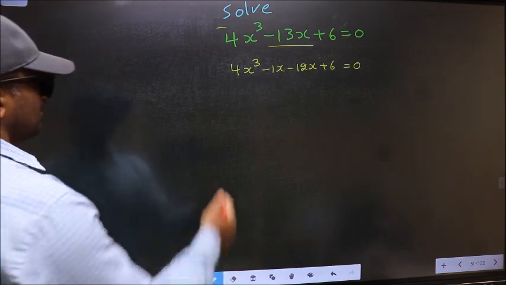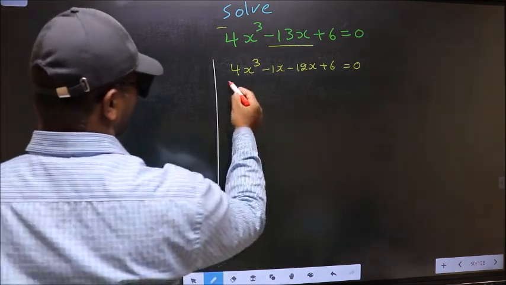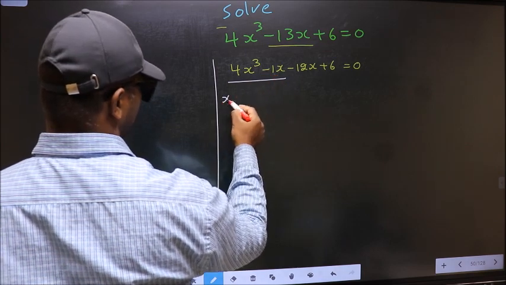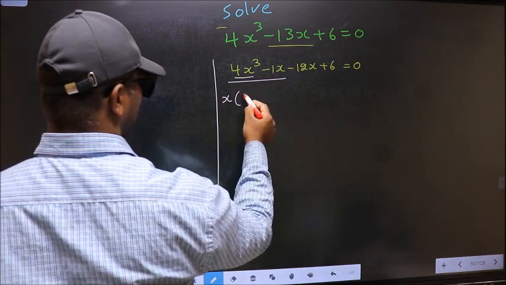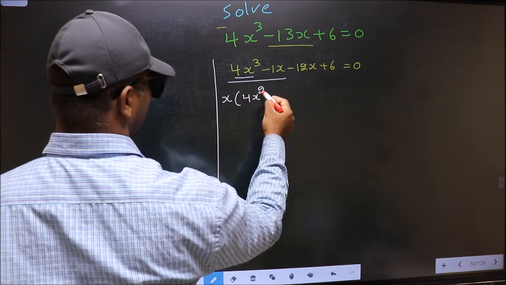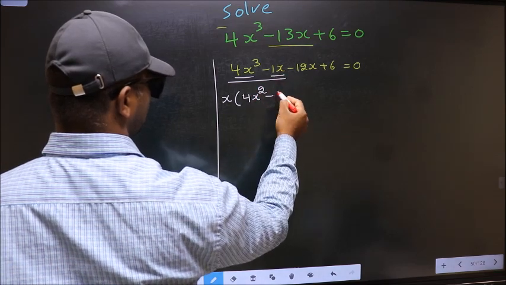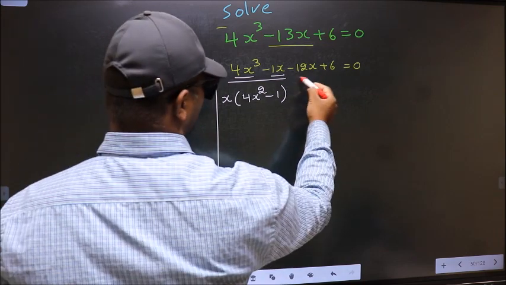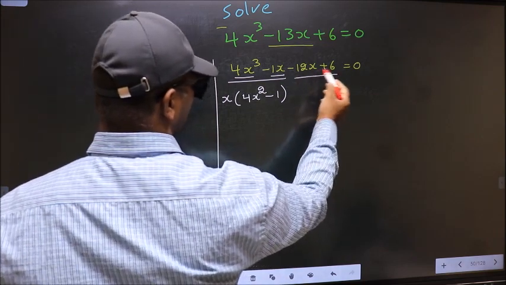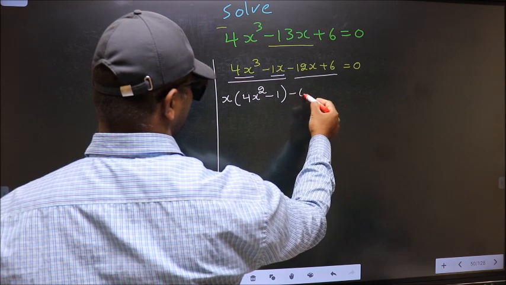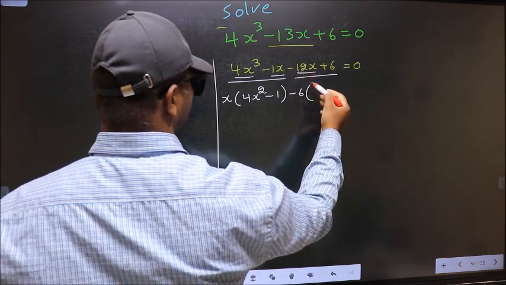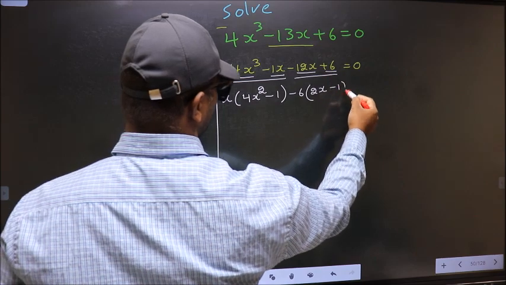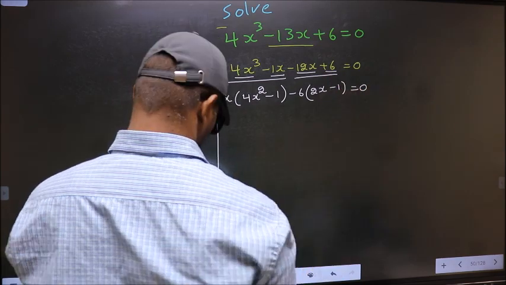Next, what can be taken out common from these two terms is x. From this x out you get 4x square, minus from this x out you get 1. In the same way, what can be taken out common from these two terms is minus 6. From this minus 6 out you get 2x, and here we get minus 1 equal to 0.